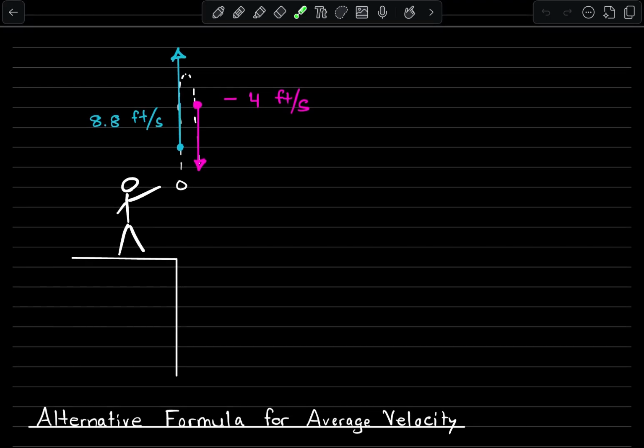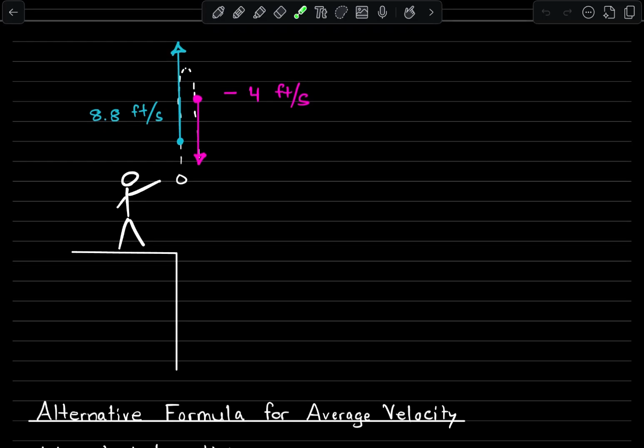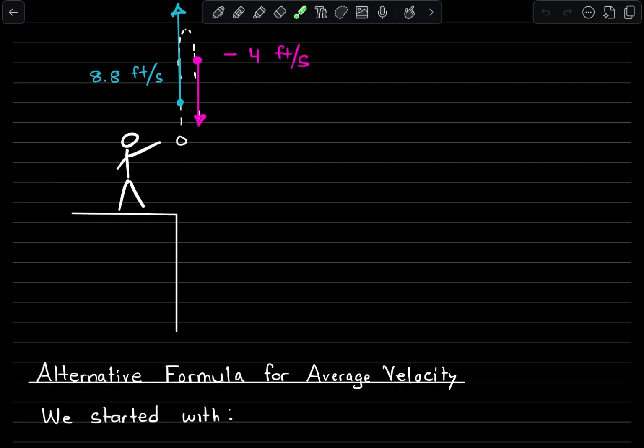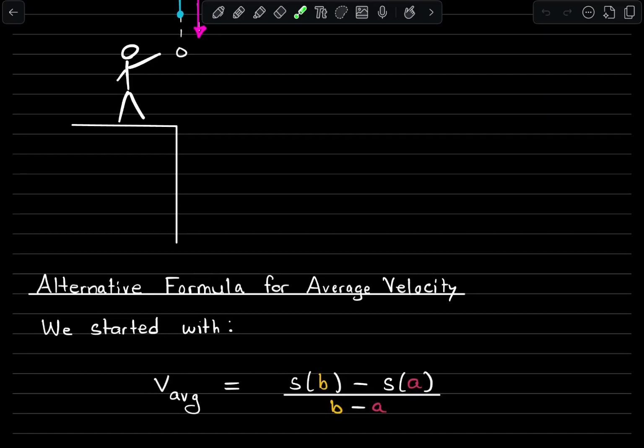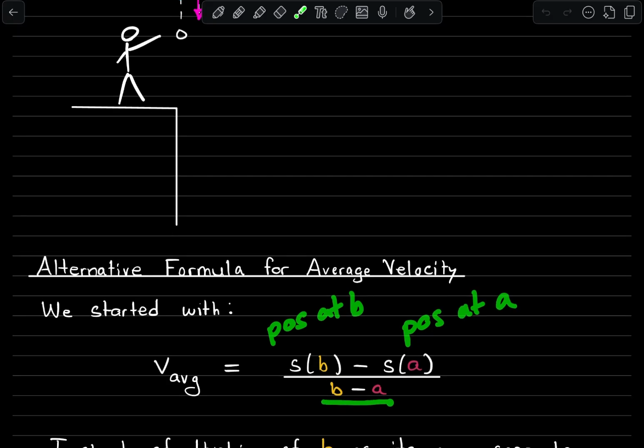So that's average velocity. Now let's think about an alternative formula for average velocity. Again, we're starting with average velocity equal to s of b, the position at time b, minus the position at time a, over b minus a. So this is our full duration in time between points a and b.